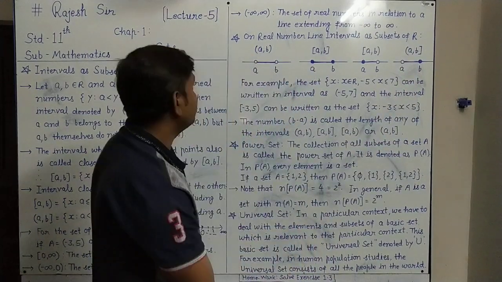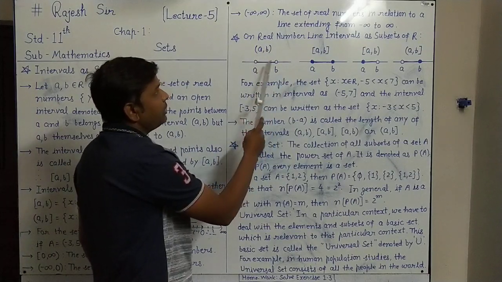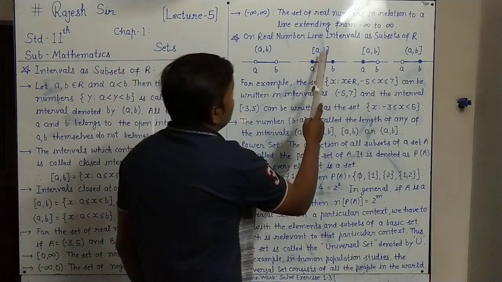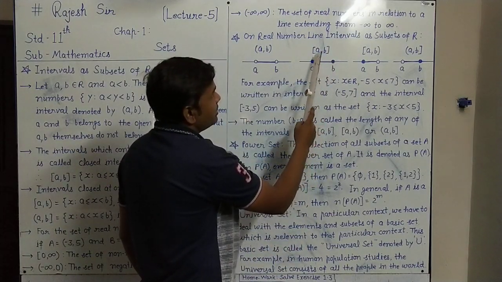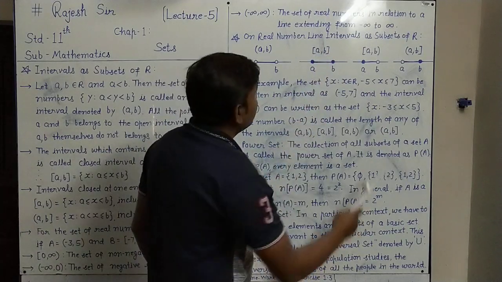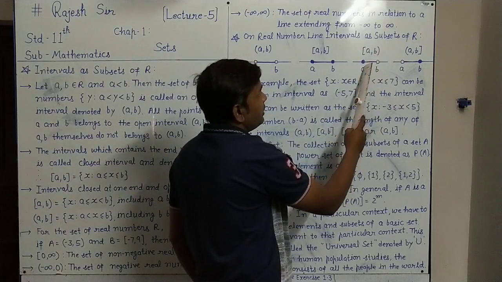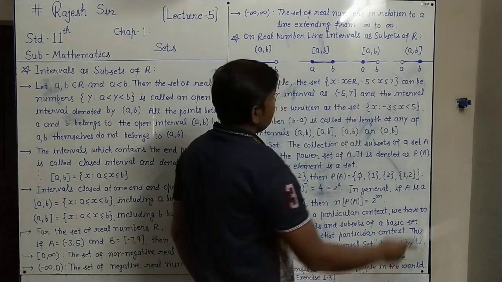In short, in the open interval AB, A and B both are excluded. Between numbers only, A and B, between numbers only we have to consider. In the closed interval AB, we have to take all numbers between A and B as well as the endpoints. A and B are also included. In closed A, open B, A is included. Between A and B, all the numbers are included, but B is excluded.